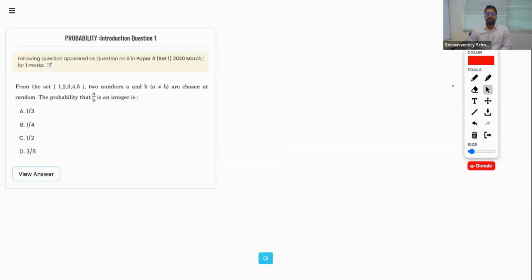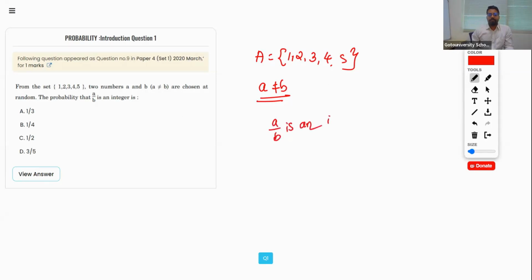Now we'll go to the first question in this. I'll take some more questions apart from this. From the set 1, 2, 3, 4, 5, let's name it as A. Two numbers a and b are chosen such that a is not equal to b. So we are choosing two numbers and we should not choose the same numbers. That is what it is saying. At random. So the probability that a by b is an integer. Can you imagine this correctly and try to give an answer?